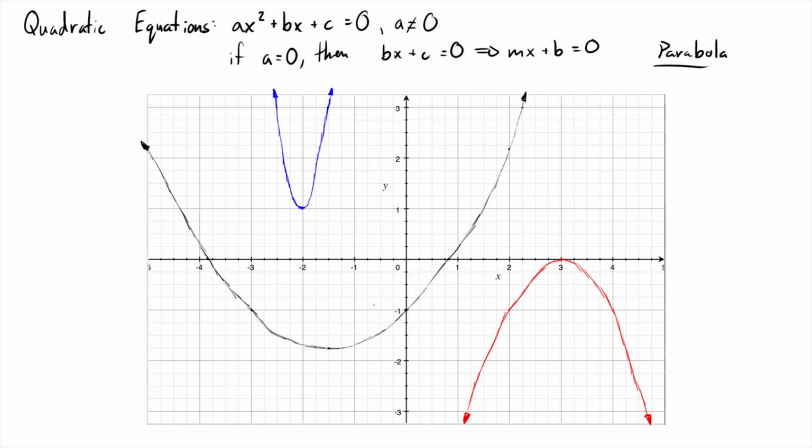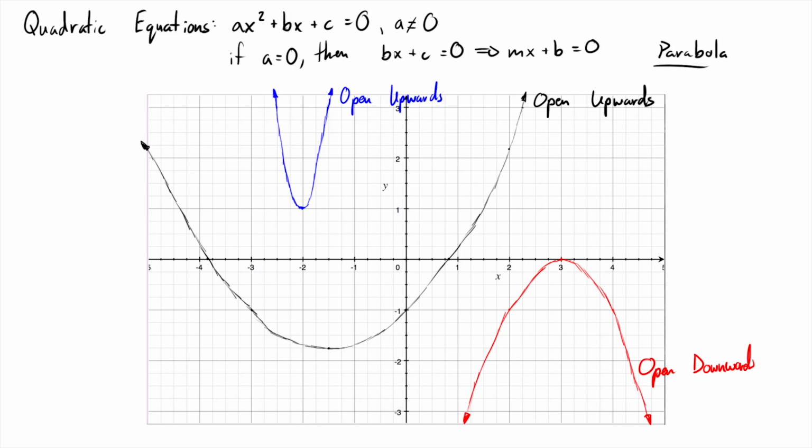Basically, if it's open upwards, it's going to look like a U. So up, U. We can see this black one, I would say it's open up or upwards. And we can also say the same thing for this blue one. This blue one is also open upwards. But what we can see for the red one is that it looks like a sad face. It's opening downwards. Okay, so that's the first thing, just describing our parabola. Is it opening upwards or is it opening downwards?